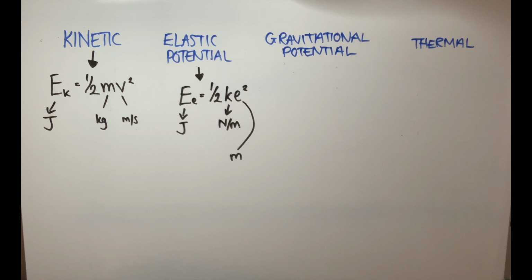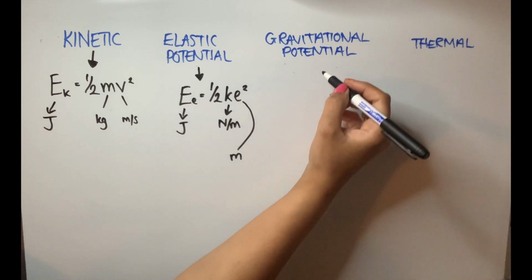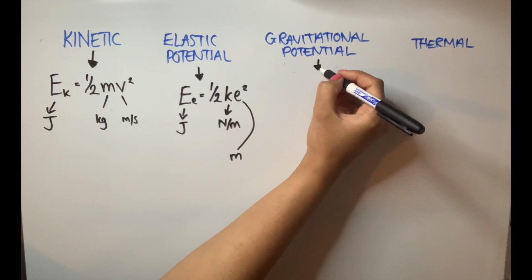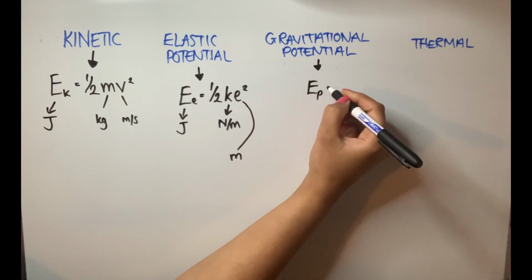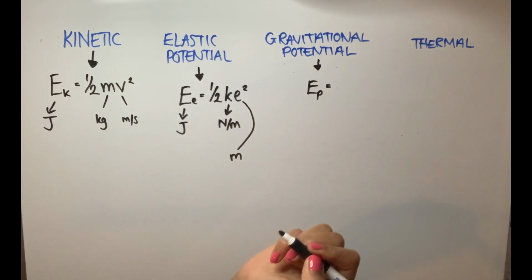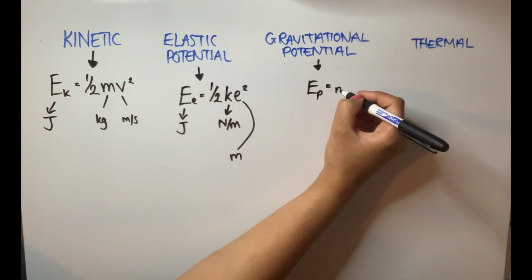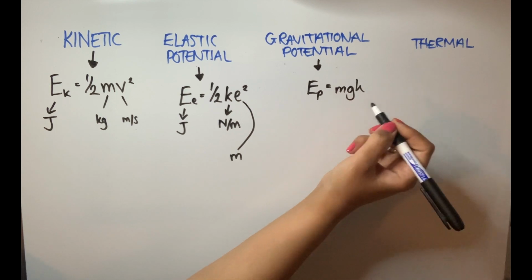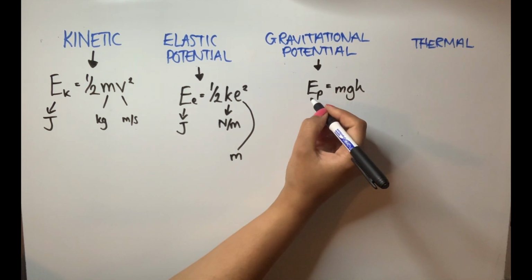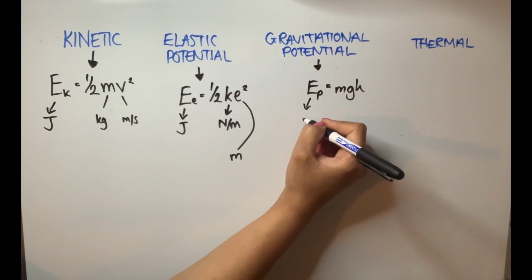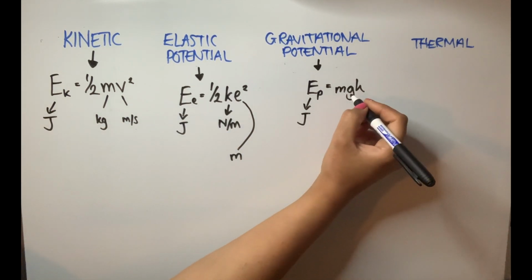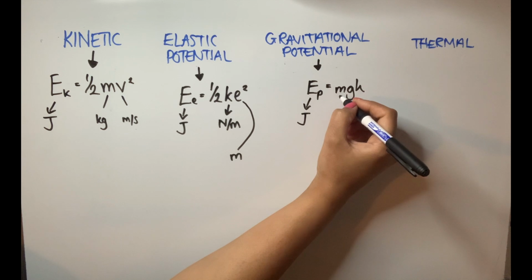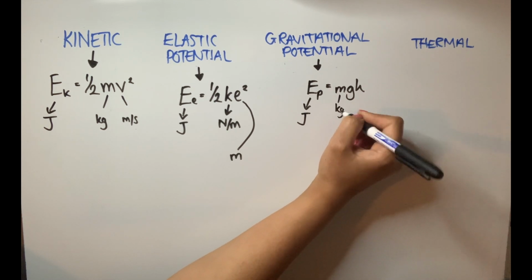Then we've got the gravitational potential energy. So for this one we're going to put a P for the gravitational potential energy, and it is mgh. Again, energy is measured in joules, so all the energies are measured in joules. The mass is going to be measured in kilograms.